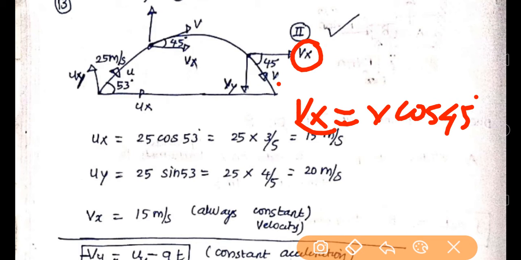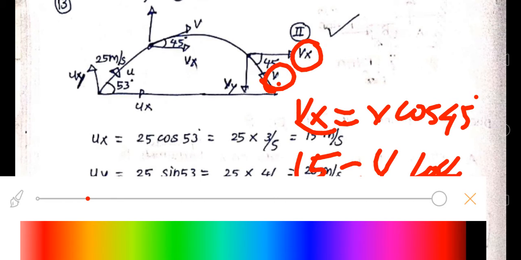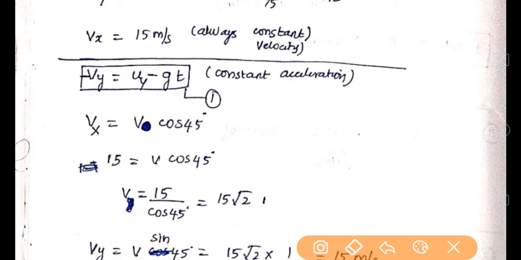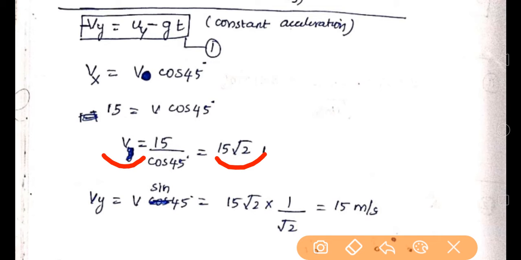Vx we know. What is Vx? 15. V we don't know. So cos 45. From this, can we find V? This comes out to be 15 root 2. We know V. Now we can find Vy also.